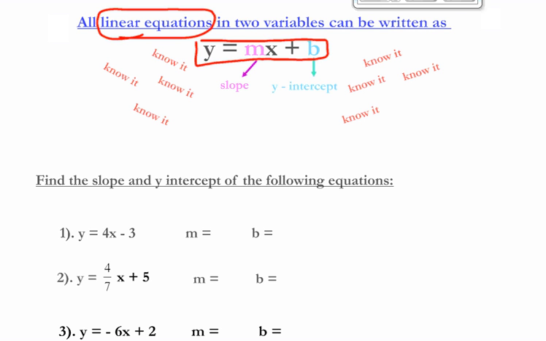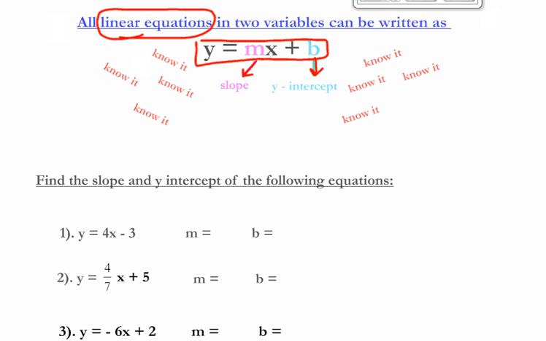That equation can be used for any linear equation. The m, which is in front of your variable, is the slope. Your b, which is attached at the end, plus or minus, is your y-intercept. So if given an equation, you should be able to tell me those two pieces.